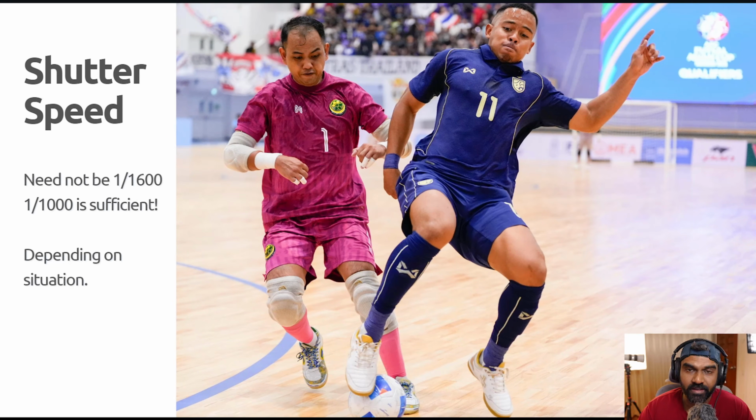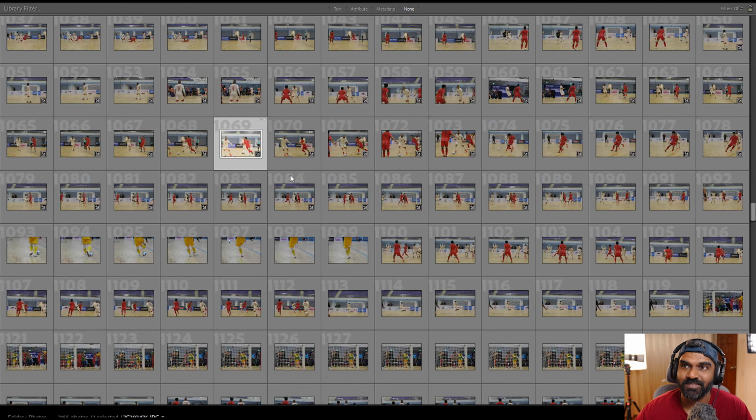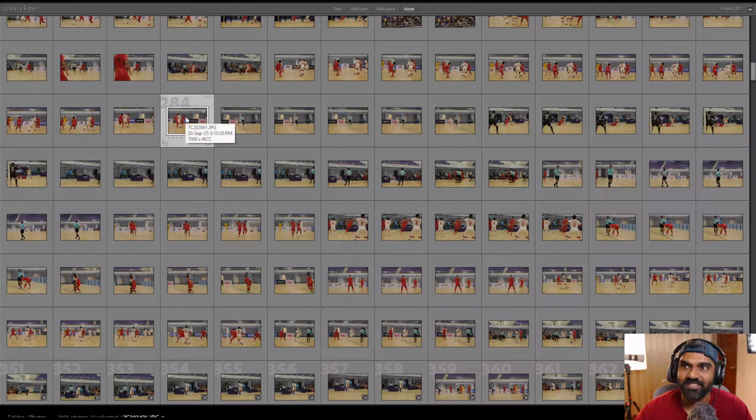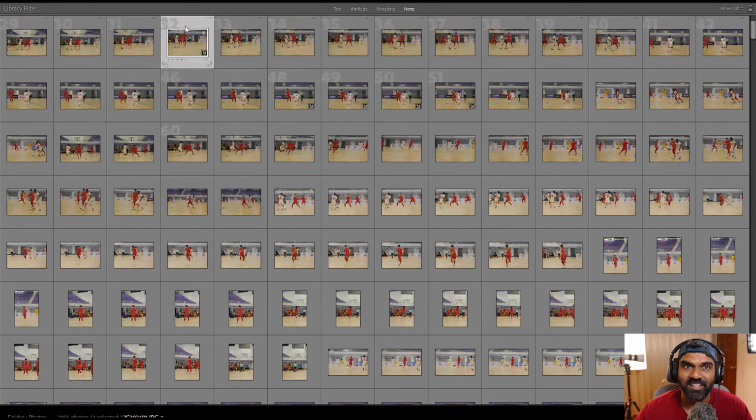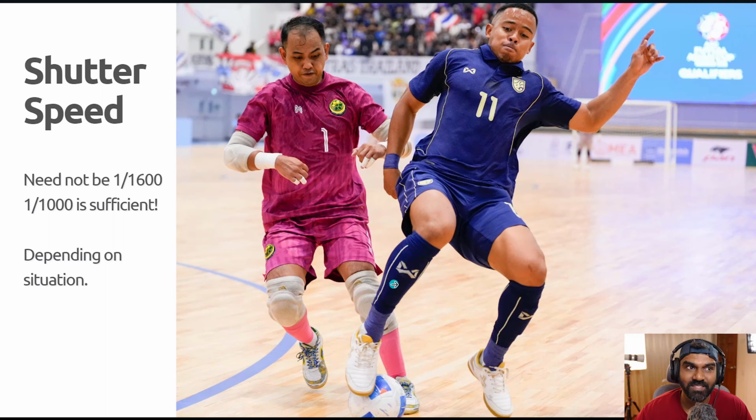What about the shutter speed? If you look at my photos, we'll go back to the photos again. The first few photos that I started to shoot are like 1600. All these are shot at 1600, and it was too much. It doesn't have to be 1600. 1000 is more than sufficient to freeze a frame like this. There are no shadows behind the player. Everything is perfectly focused, and everything is great. To freeze this frame, nothing more than 1000th of a second is required.